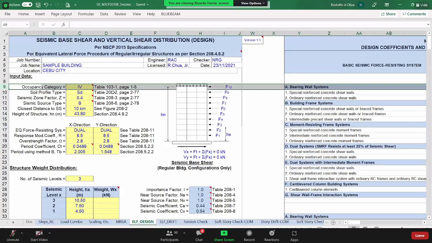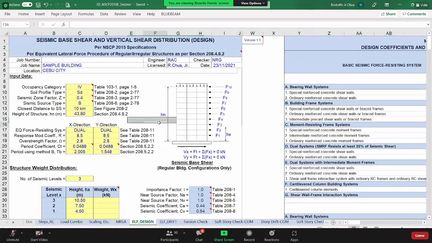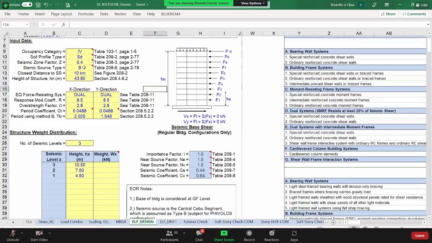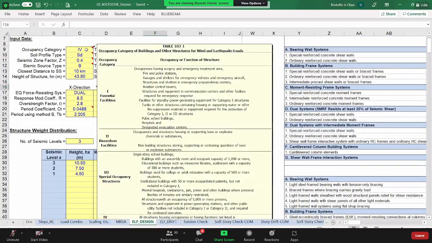Occupancy depends on the seismic design category you're going to consider for your structure. For example, let's look at the notes. I have here some notes. So first, the occupancy category. When you say occupancy category number 1, meaning these are for essential facilities. For example, essential facilities are hospitals, evacuation centers. You also have public school buildings.